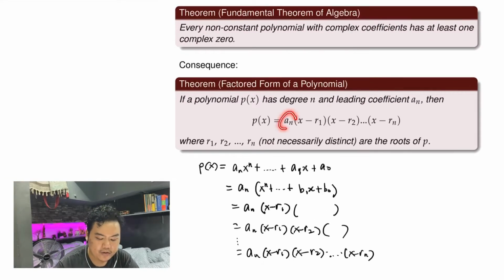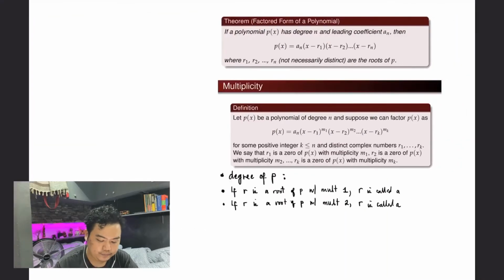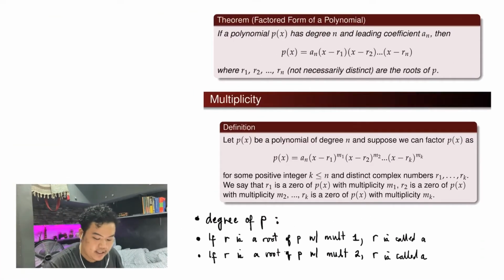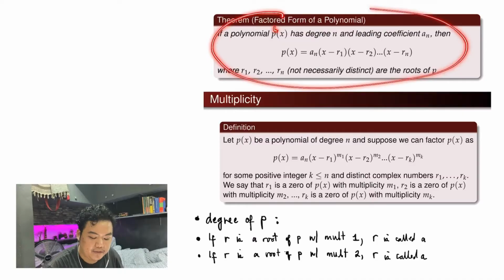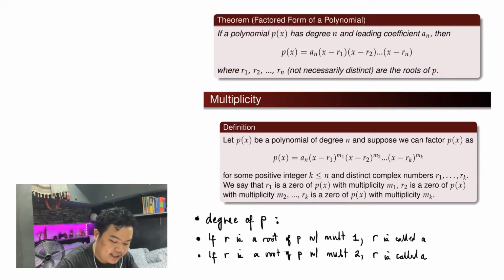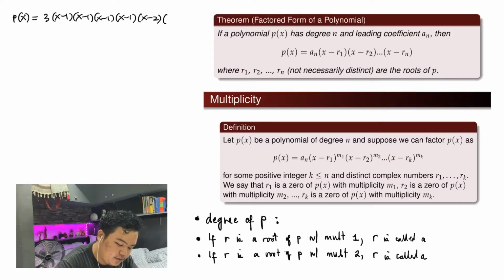So, pwede mo express as a constant times x minus the root times x minus the root times x minus the root. So, sinulat ko lang ulit yung theorem sa previous slide natin. So, magbigay nga tayo ng example dyan. So, let's say p of x is 3 times x minus 1, x minus 1, x minus 1, x minus 1. Dami, no? Kasi meron akong gustong i-point out dito.